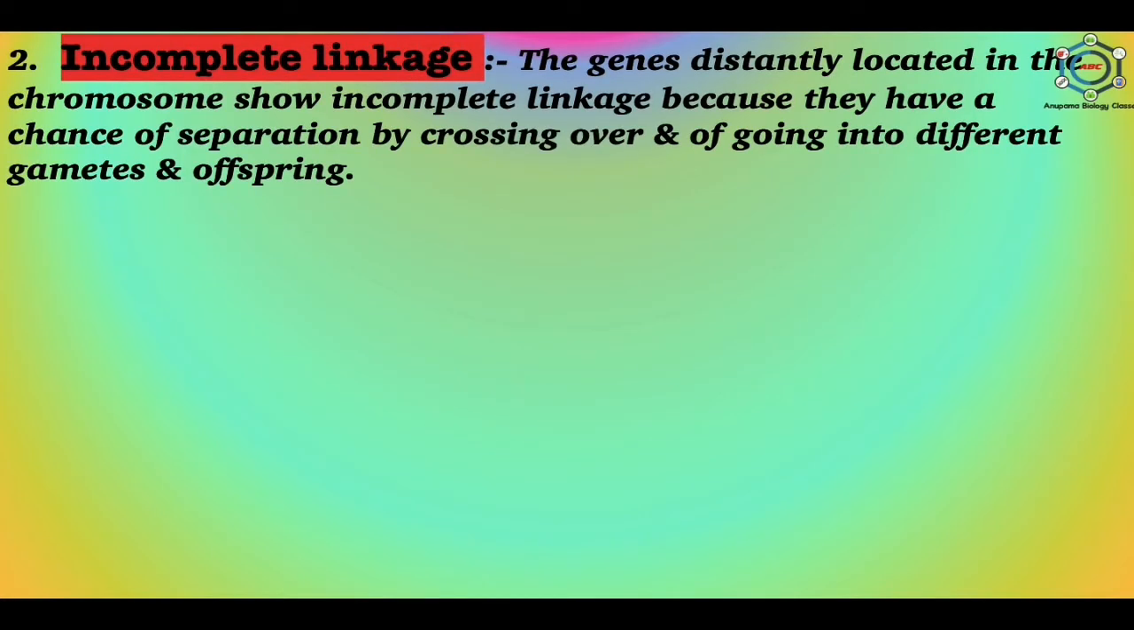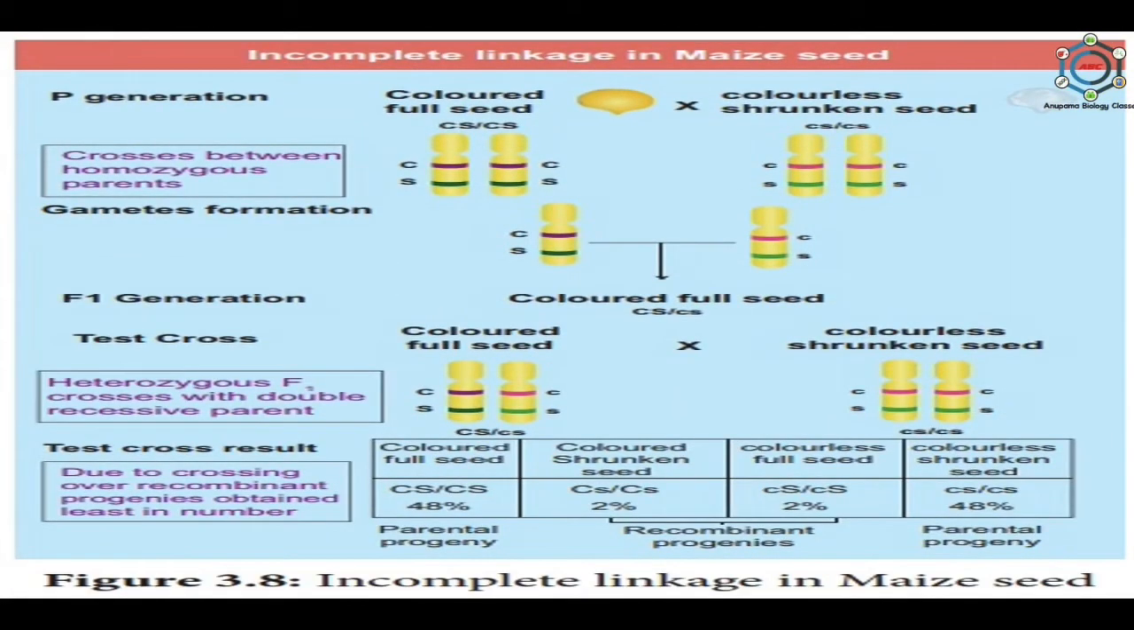Now here you can see incomplete linkage. The genes distantly located in the chromosome show incomplete linkage because they have a chance of separation by crossing over and of going into different gametes and offspring. So in this picture you can see incomplete linkage in maize seed, that means Zea mays.